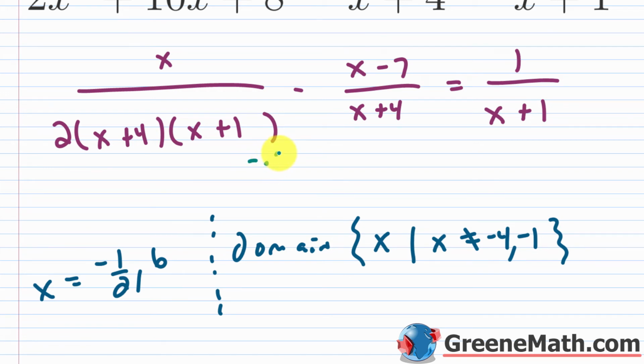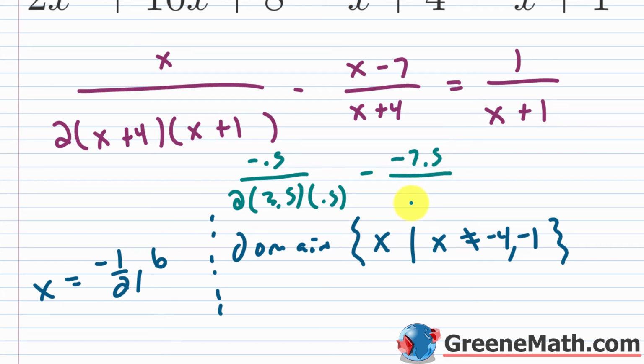So I'll say this is negative 0.5 over 2 times, you're going to have negative 0.5 plus 4. Let's just say that's 3.5. That'll be easier to punch in. And then over here, your negative 0.5 plus 1, that's going to be 0.5. And then we'll have minus negative 0.5 minus 7. Let's just go ahead and say that's going to be negative 7.5. This will be over negative 0.5 plus 4. So we already know that's 3.5. And this should be equal to 1 over negative 0.5 plus 1 is 0.5.